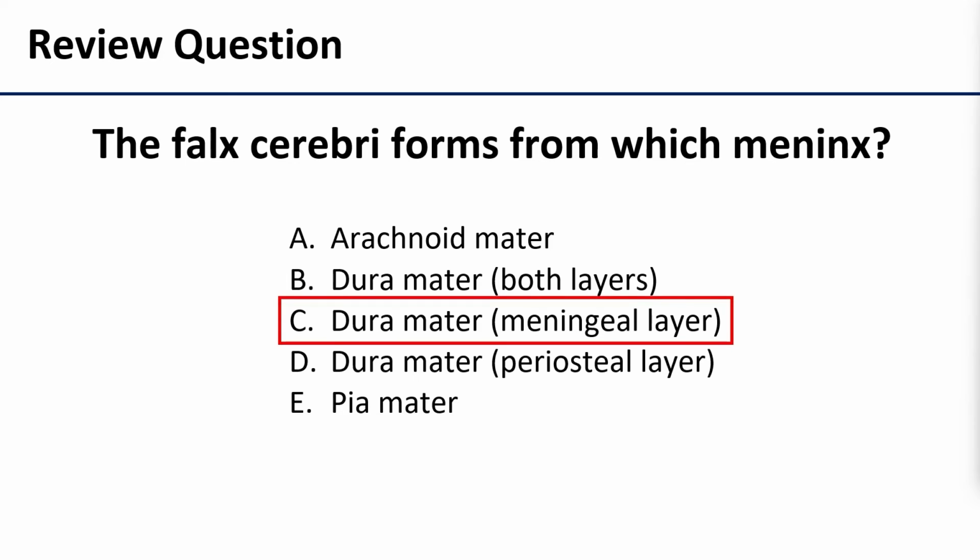There's a lot of dura mater here for the answer options, but the correct answer is the meningeal layer of the dura mater. So remember, the meningeal layer follows the contours of the brain, and that is what's going to pull away and run deep into the longitudinal fissure and into the fissure between the cerebrum and cerebellum.